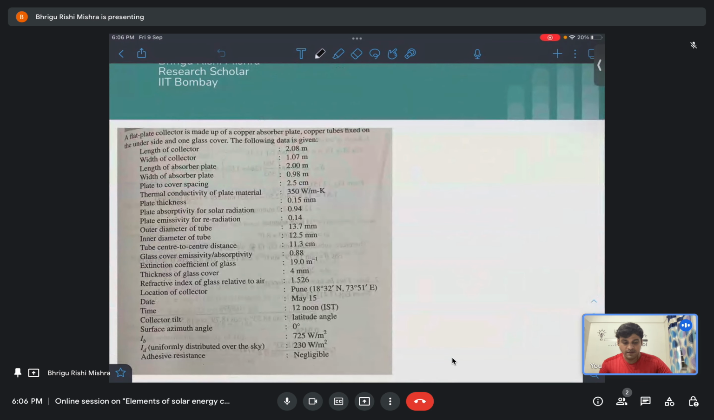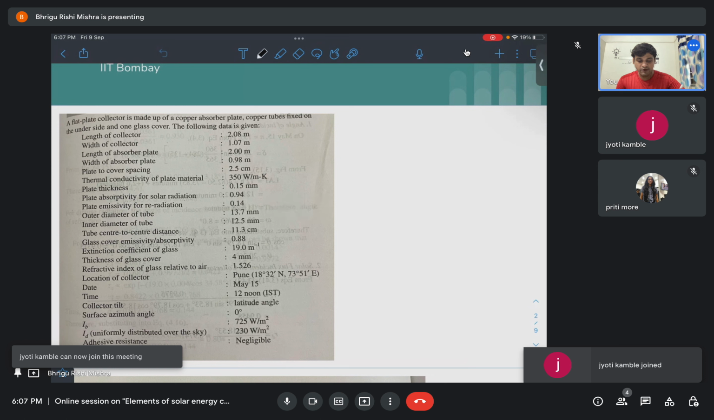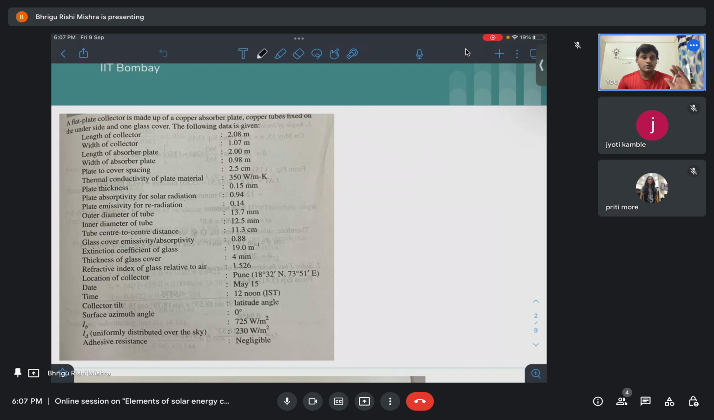So this question I took from the Sukhatme book. The question is: a flat plate collector is made up of a copper absorber plate, copper tubes fixed on the underside, and one glass cover. Okay, so this is a fixed flat plate collector.